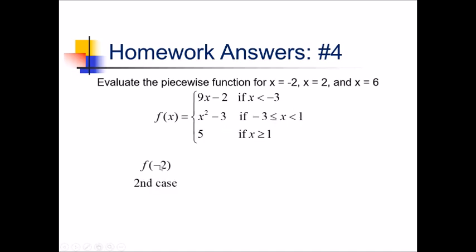So we're going to have to plug -2 in for the x in this quadratic rule. We're going to have -2 squared minus 3. And note here that I'm putting this in parentheses. So that'll give me a positive 4 minus 3, which comes out to 1. Now for the next thing we have to do here, f of 2, 2 is bigger than or equal to 1. So that actually falls in this third case, which just always gives us the answer 5 no matter what we plug in.